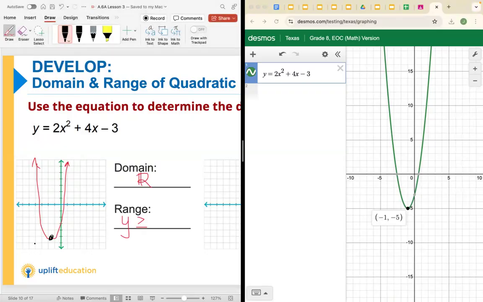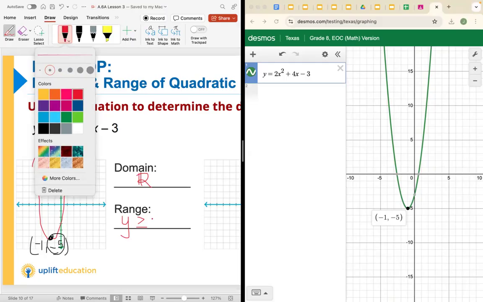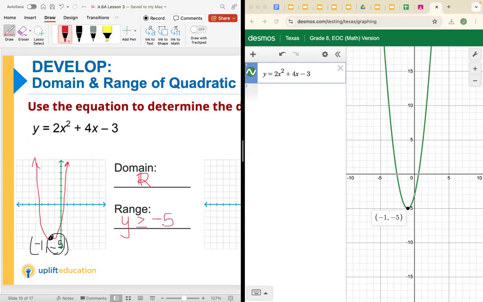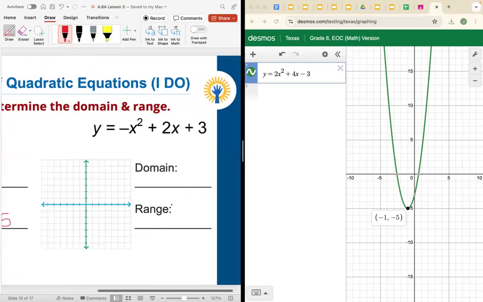Well, which number do we pay attention to? Because they gave us two numbers here. Well, that's super easy. Remember, the range is the y values. So we're going to look at the y value here, and our y value is -5. So our range is y is going to be greater than or equal to -5. And that's because all of these y values, like 5, for example, is greater than -5. Or it can also be equal to, because it's included. That's super important.